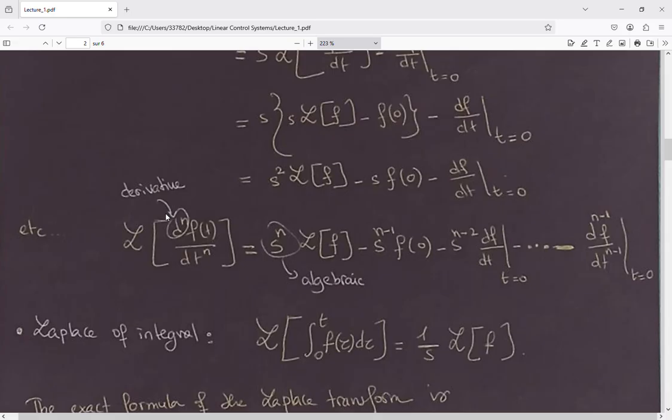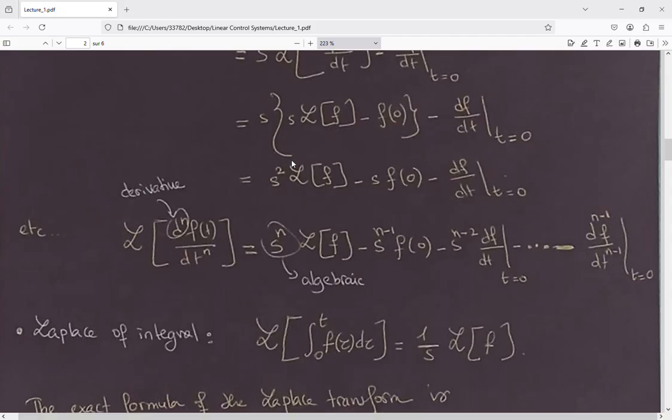So you transform here the differential operator into an algebraic term. Here, this polynomial term s to the power n multiplies the Laplace transform of f, plus a bunch of other terms that depend only on the initial condition at time t equal to 0. So this is the key property. Recall what I said before. The goal is to transform our differential equations into algebraic equations because algebraic equations are easier to manipulate.